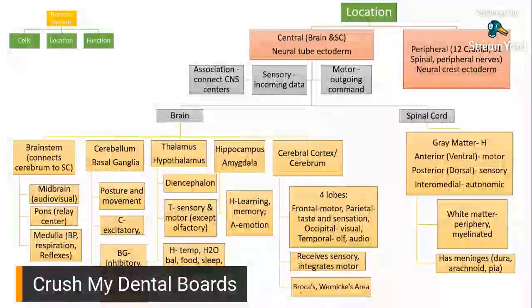And then like down there, I just added the two areas for speech. You have your Broca's and your Wernicke's area. Again, Broca's would be production of words, and Wernicke's would be comprehension of the language or speech. Okay? And then we discussed the spinal cord. We said that you have the gray matter, and then you have the white matter. So in the spinal cord, the H, that's your gray matter.